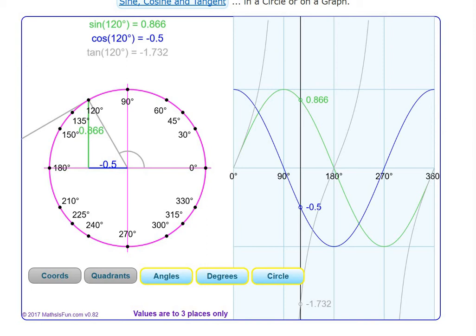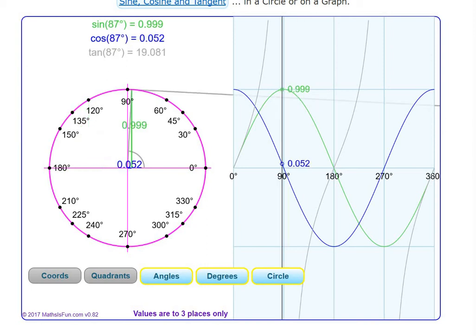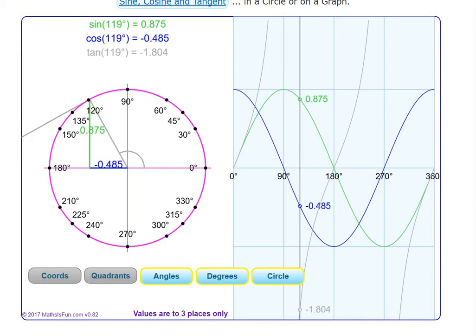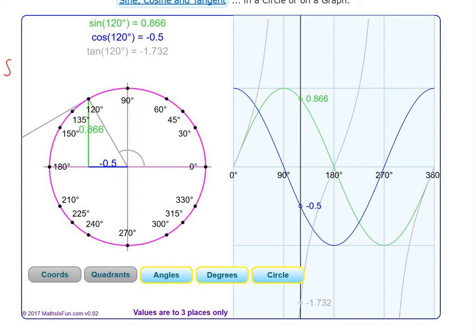Let's just concentrate on that though, and we'll focus in on the cos of 120. Cos of 120 is minus 0.5. So here it is, minus 0.5. Now look to the right side. 120 is here. That's why that black line is there.